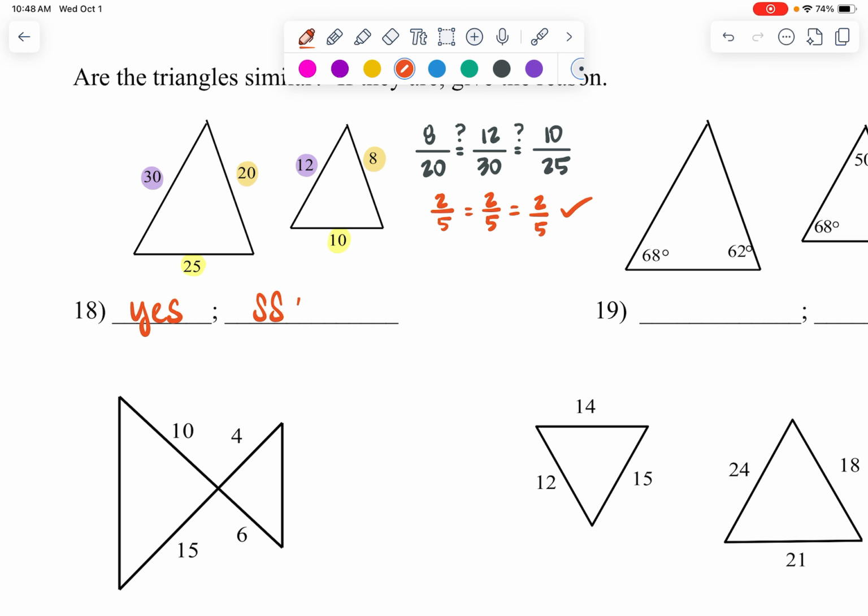And this would be side, side, side similarity. Please make sure you put the similarity symbol because we need to make sure that we know that it's different than the side, side, side congruency theorem that we did in Unit 3.